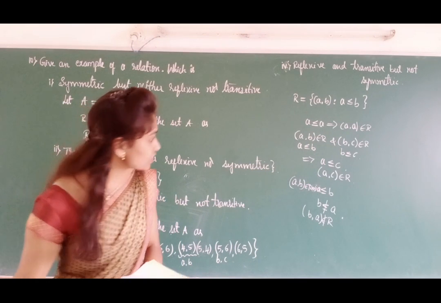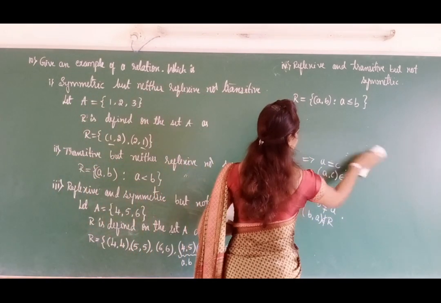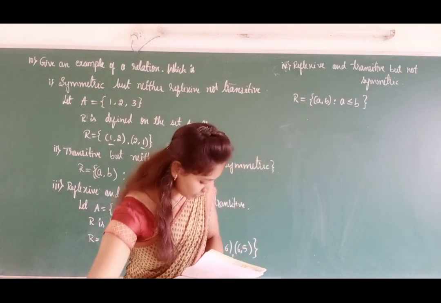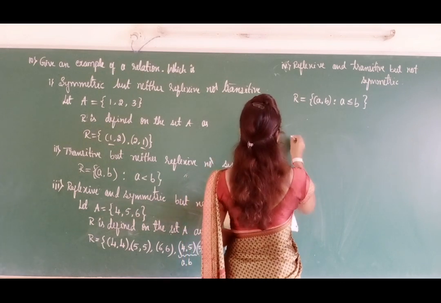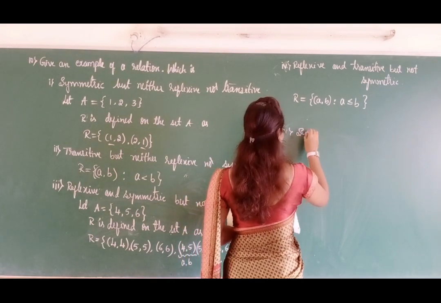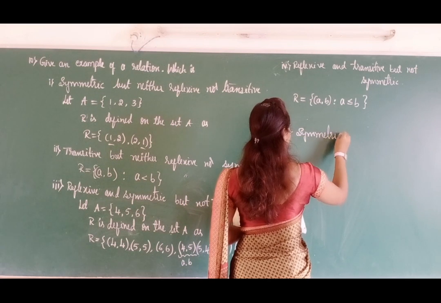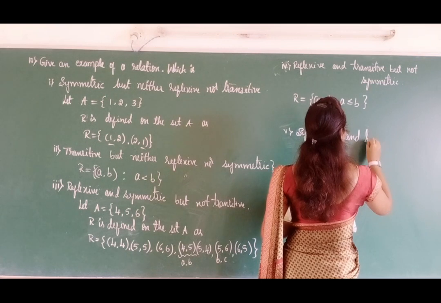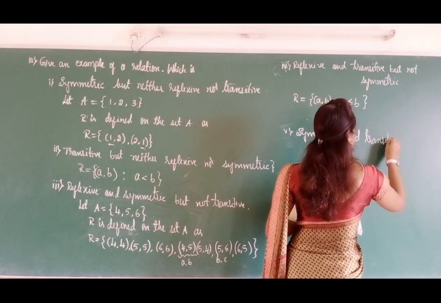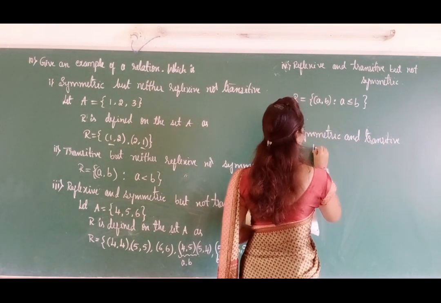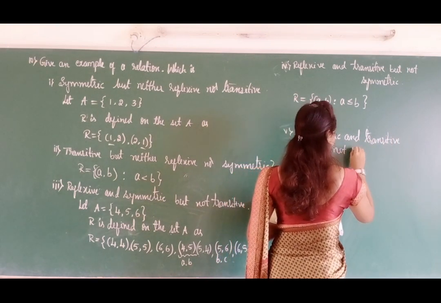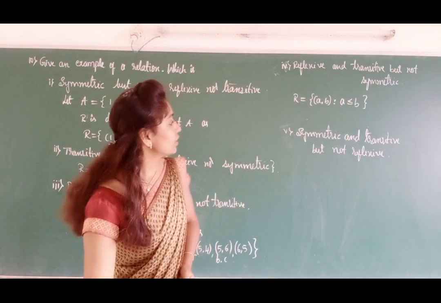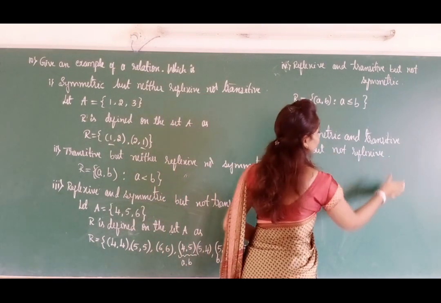Give an example for symmetric and transitive but not reflexive. We have to give an example for symmetric and transitive but not reflexive.